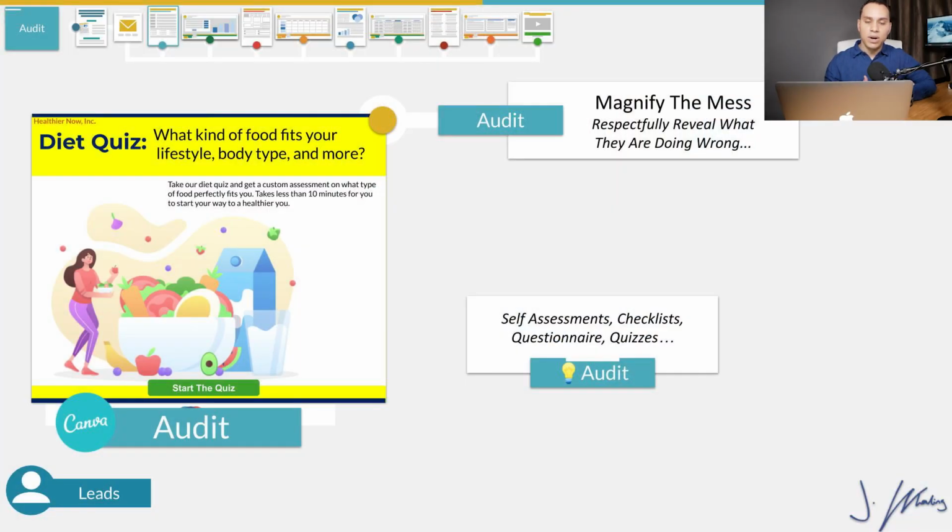Now, this is something where someone's just going to go through a couple of questions. As you can see here, we could create a diet quiz, and someone could go through answering different questions, and by the end of it, they probably have a pretty good understanding of why they're not achieving the weight goals that they want because of the food that they're eating. And sometimes all an audit needs to do is just make people aware of their own behavior. Just adding some self-awareness is incredibly powerful.